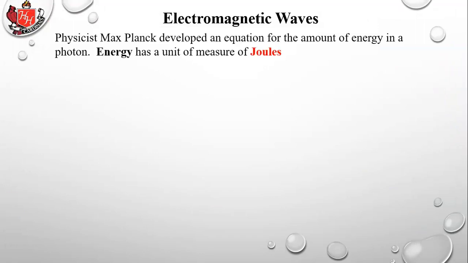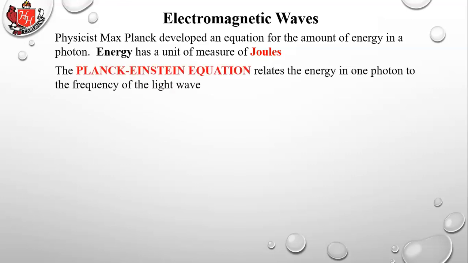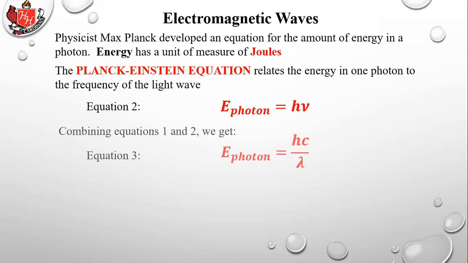So physicist Max Planck developed the equation for the amount of energy in a photon. Energy has the unit of measure of joules. Joules is the unit for all types of energy. The Planck-Einstein equation relates the energy in one photon to the frequency of the light wave. So we saw this in the last slide. We added the subscript there, photon. The energy in one photon is equal to Planck's constant times nu, which is the frequency of the wave.